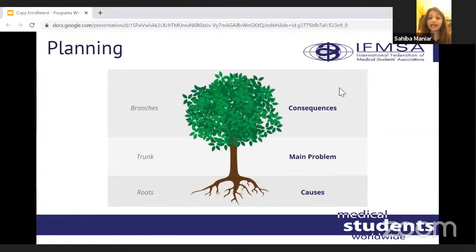And hence, in the planning stage, it is very important to first understand the cause of a problem. Secondly, understand the main problem that you have. And thirdly, understand its consequences. It's nothing better than a tree. Your roots become the cause of an issue. Your main problem is the bark, which is what you get to see. And consequences, or the impact, is the beautiful foliage that you get to see after your activity has been presented. Could you go to the next slide, please?